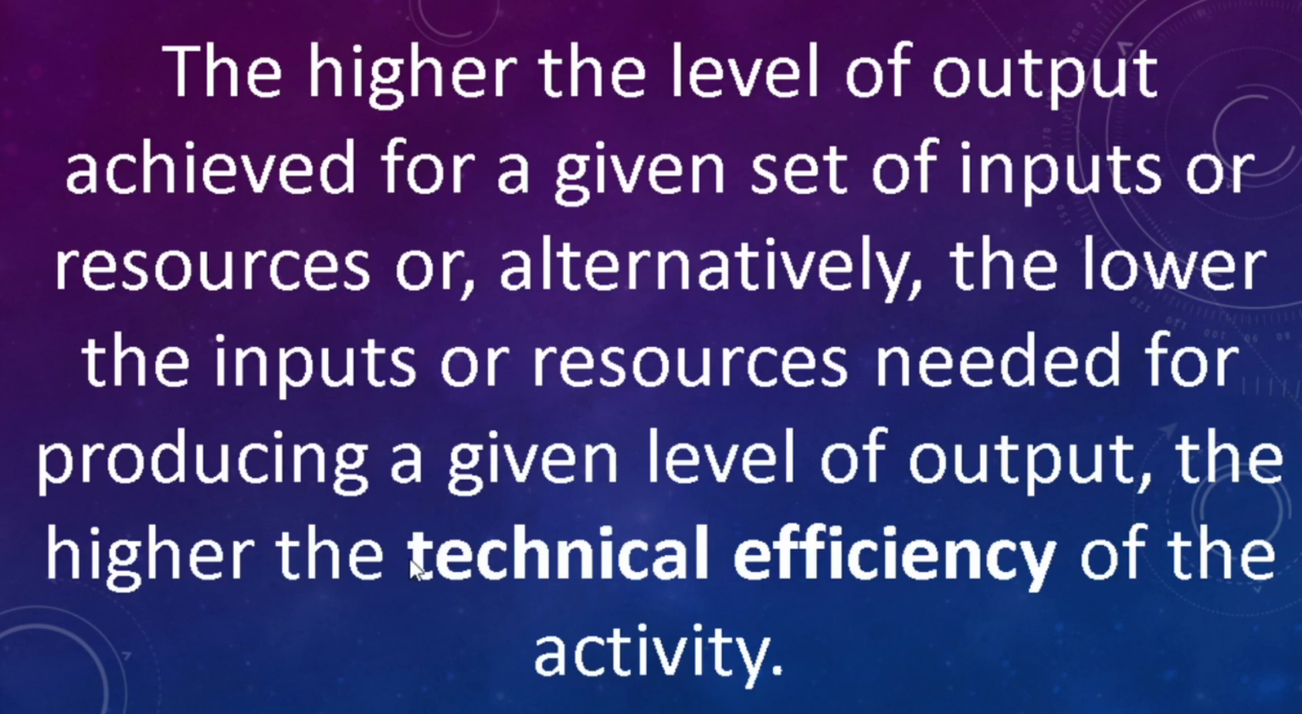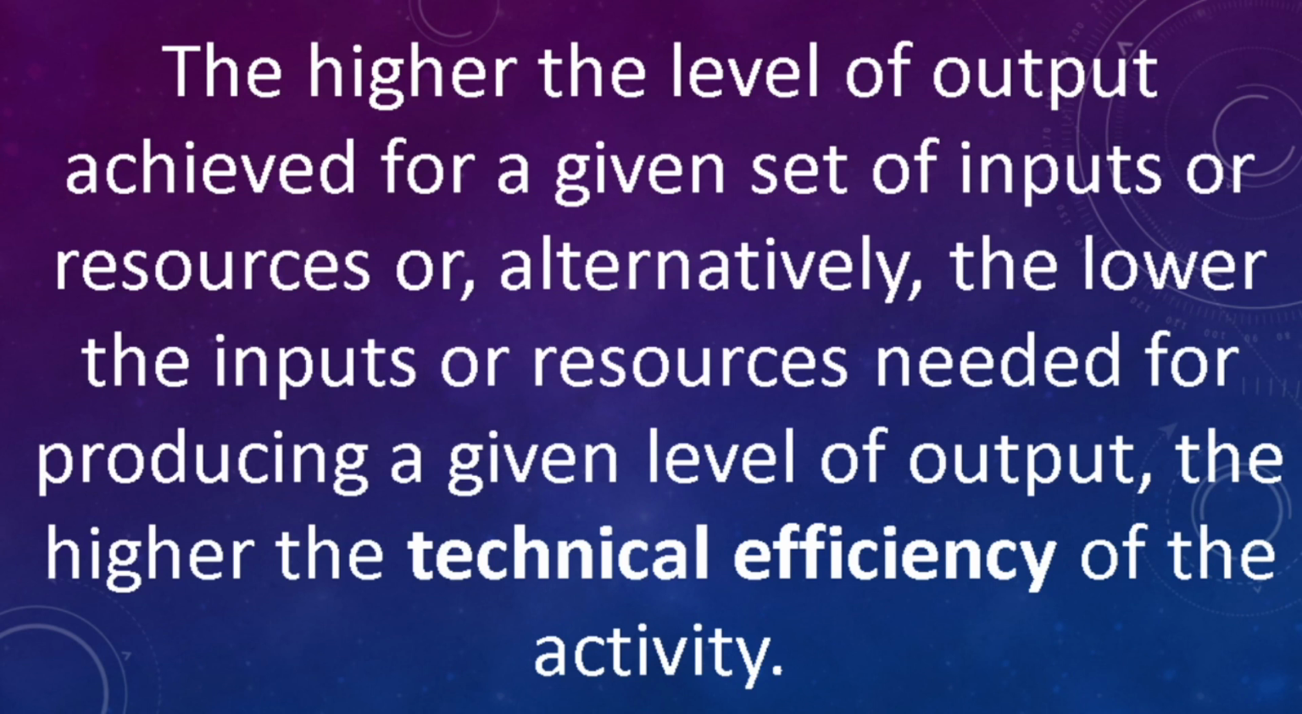Whereas, in efficiency, it means the higher the level of output achieved for a given set of inputs or resources. For example, you're in the baking industry. In one sack of flour, usually you produce 10 cakes. But because you did it efficiently, or you have a system or your machine is efficient, you made 12 or 15 cakes. That means you used the resources efficiently.